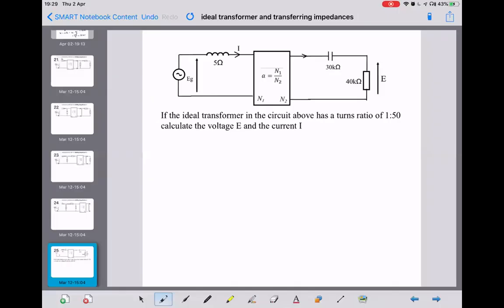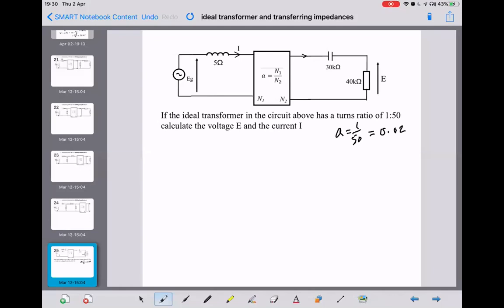So with this problem, we've got an inductance of 5 ohms, a capacitance of 30 kiloohms. I've given you the reactances here rather than the capacitance values, and a resistance of 40k. Transformer turns ratio of 1 to 50, so A is 1/50, which is 0.02.